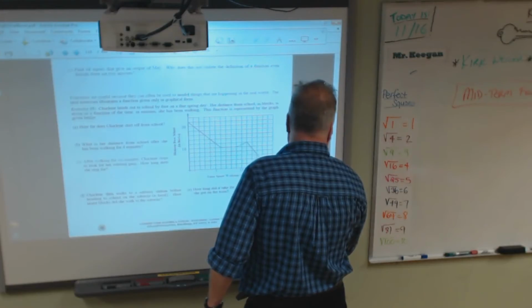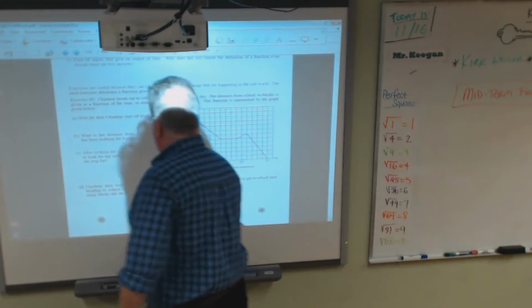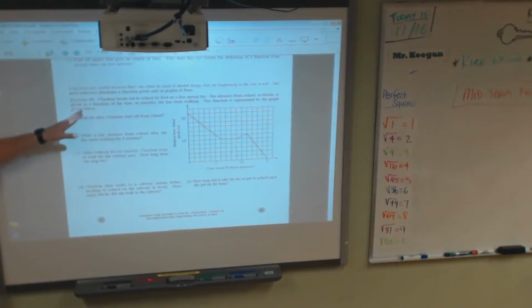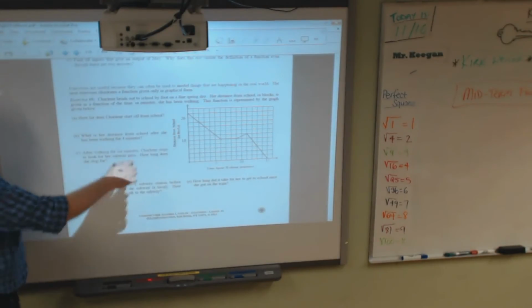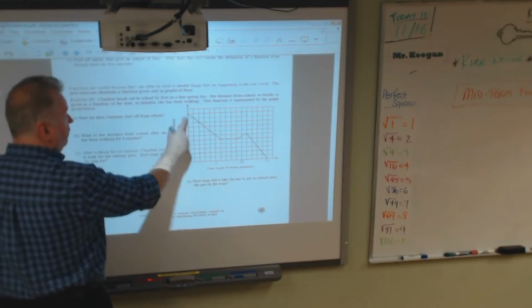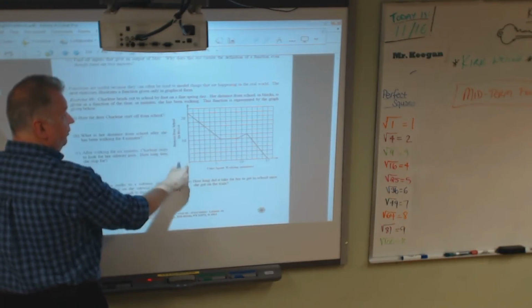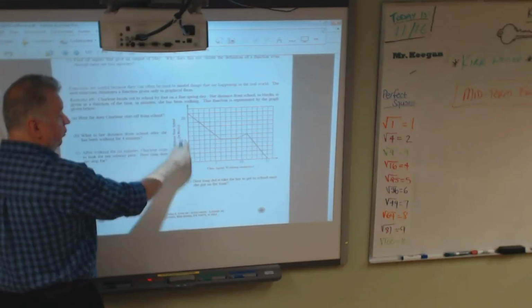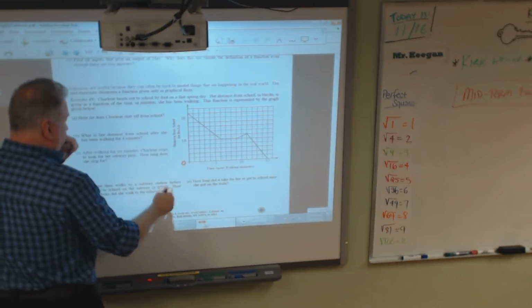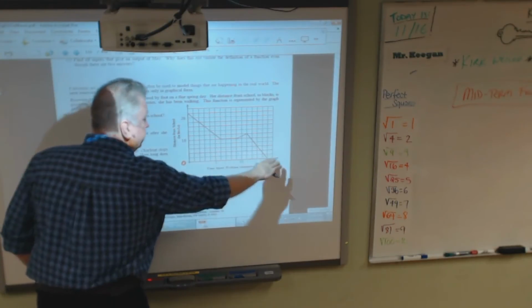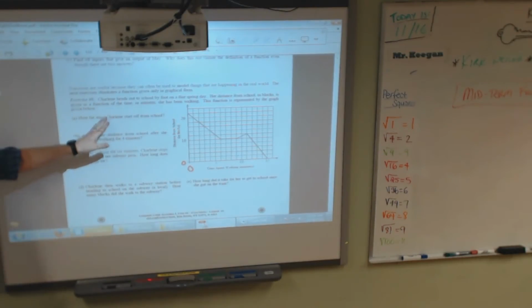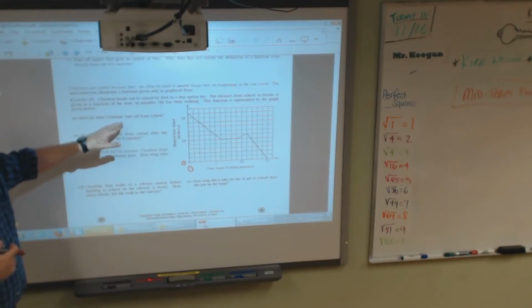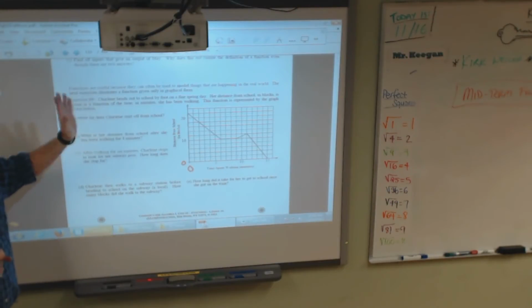All right, one last example. I like this example a lot, actually. So here's a function that represents Charlene going to school one day. It's given as a function of her distance from school in blocks, that's your y-axis, and the x-axis is how much time she spent walking. So the first question says, how far does Charlene start off from school? Before she starts going anywhere, how far away from school is she?